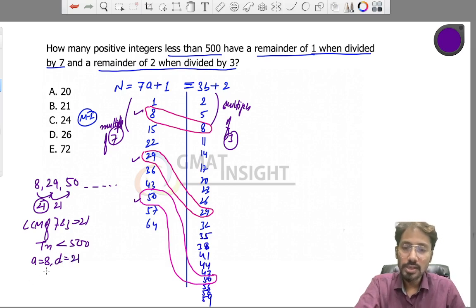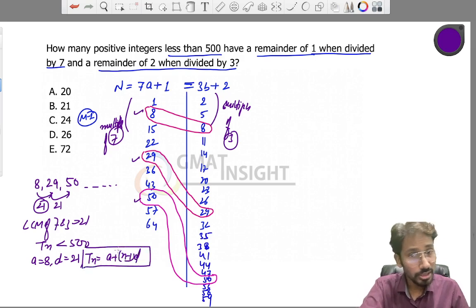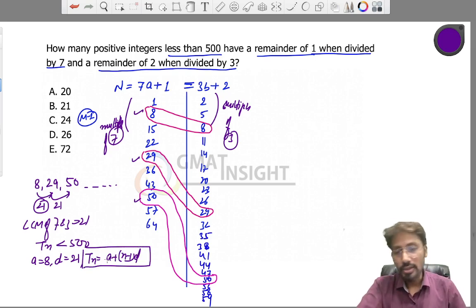Common difference I know is 21. So I have to see Tn. Tn is given by the expression a plus n minus 1 times d. If you want to just check it, you can go on my video of the arithmetic progression in the number properties playlist. You'll find it.